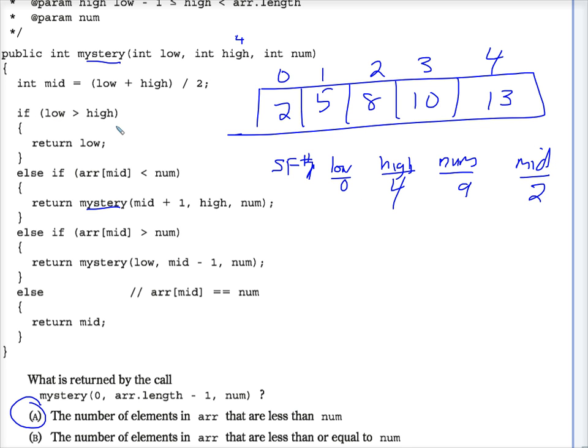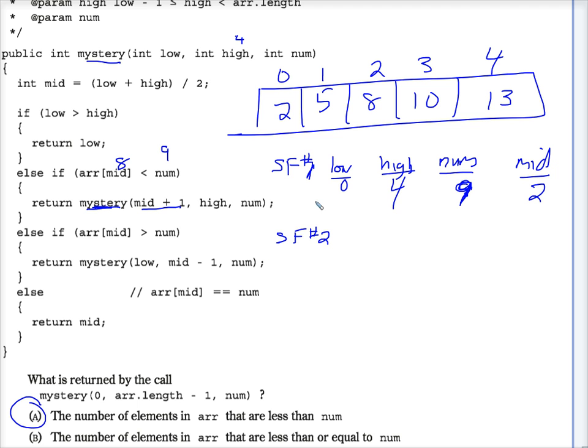And is low greater than high? No, it's not. Is arr[mid] less than num? Well, mid is 2, and arr[2] would be 8. So we're asking, is 8 less than num? And num is currently 9. Well, yes it is. Now this was a number I just arbitrarily made up, this 9. But since that's true, we now have to return whatever this is. In other words, we drill down to stack frame number 2, and we're calling the mystery method all over again, but this time the first parameter is mid plus 1.